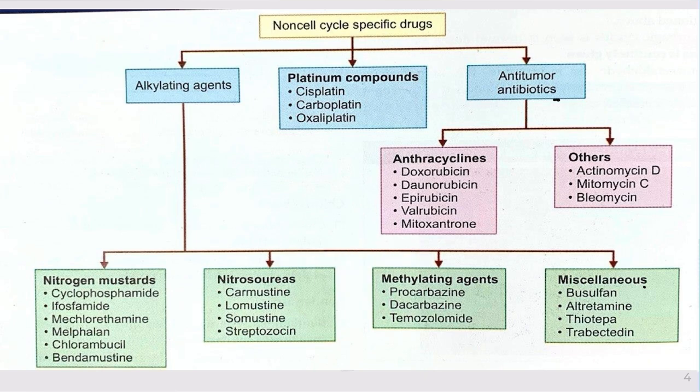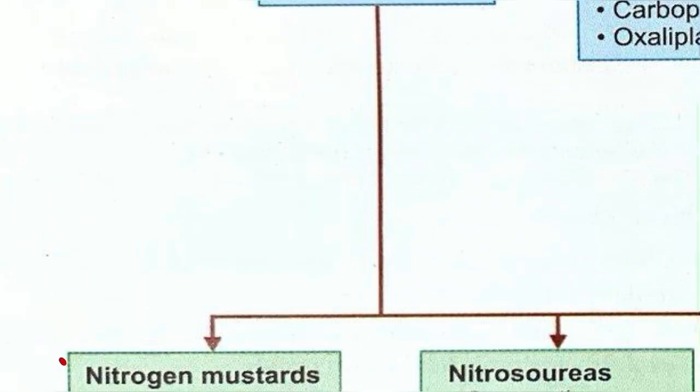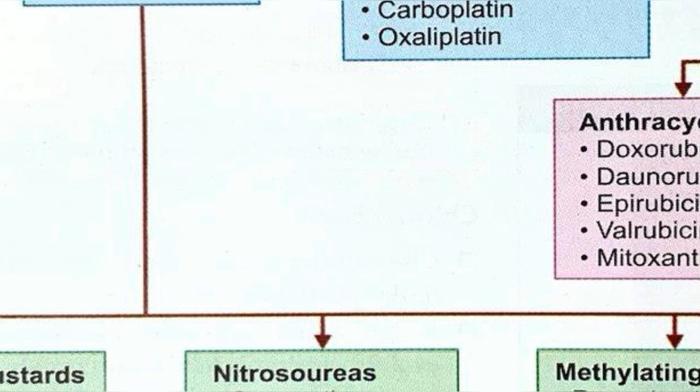Now I will tell you the very important drugs. For nitrogen mustards, the very important drugs are cyclophosphamide, ifosfamide, melphalan, chlorambucil. Try to remember these 4 drugs from nitrogen mustards. From nitrosoureas, these drugs are very important: carmustine, lomustine and streptozocin.